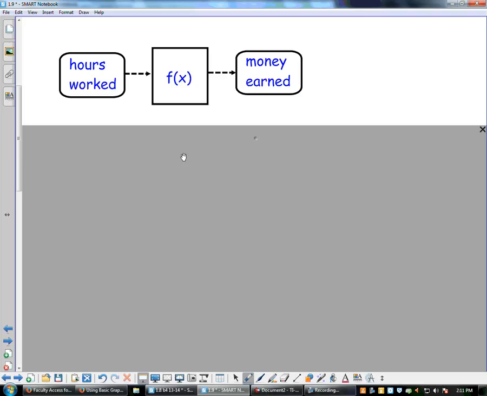Okay. Excuse me. So, if Cole is making $10 an hour under the table, the function would be what? f of x would equal what? 10x, where x is representing what? Hours. All right, so x is the hours that Cole works, and the money earned would be f of x. Everybody agree?